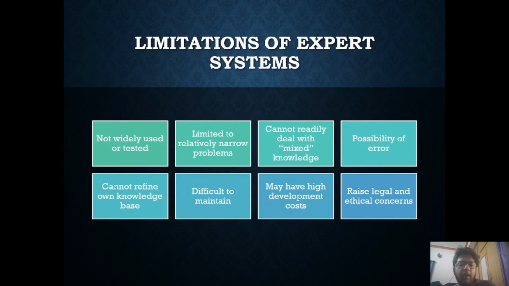So coming to the limitations part, it is not widely used or tested, and it is limited to a relatively narrow set of problems, and these cannot deal with mixed knowledge scenarios wherein you have multiple domains, and these might not be the accurate use case scenario, and also the possibility of error is pretty high. And these cannot refine their own knowledge base, since it's not an algorithmic approach. It is just the knowledge base that is being updated by the maintenance engineers or the users that use it. So it is actually pretty tough to maintain and might have a high development cost. Due to all these reasons, these also raise legal and ethical concerns too.